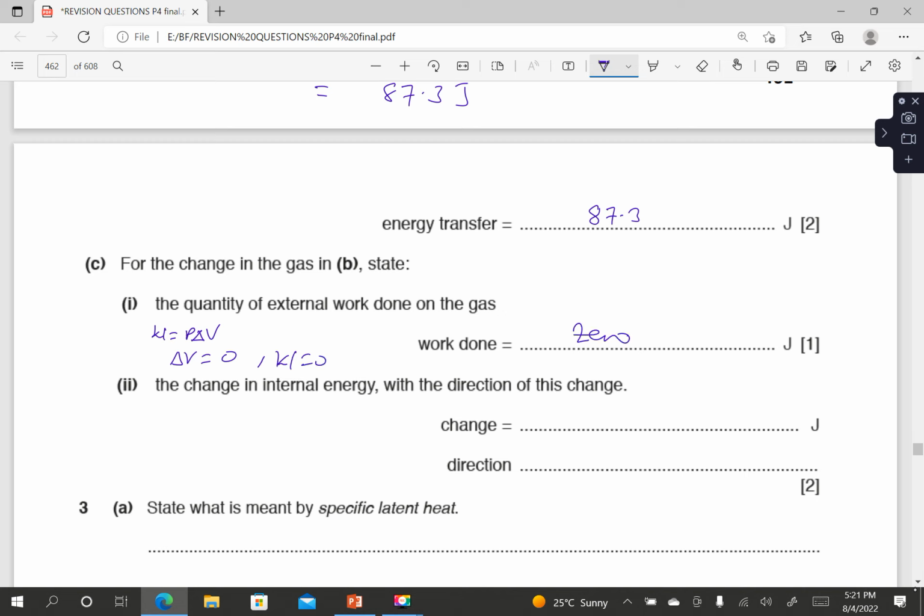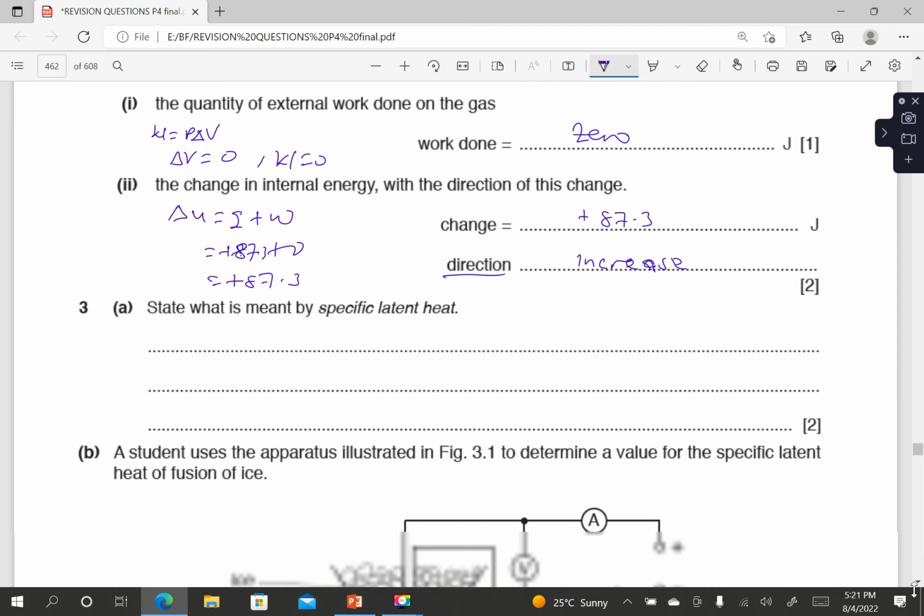The change in internal energy with the direction of the change. So the change in internal energy is equal to Q plus work. The work done is 0. The heat is transferred to the gas, so this is positive. So the change in internal energy is plus 87.3 plus 0, which is plus 87.3. Then they want the direction, that is an increase because it is positive. The direction is not west, east, south, central. It is an increase by sign convention.